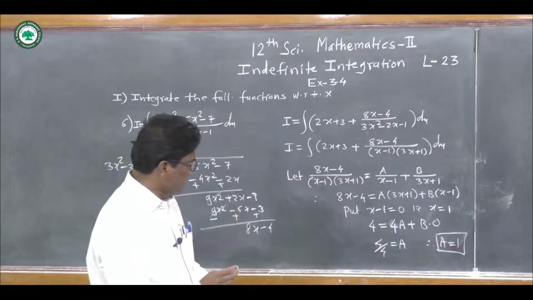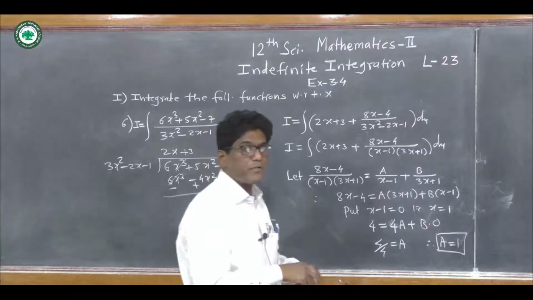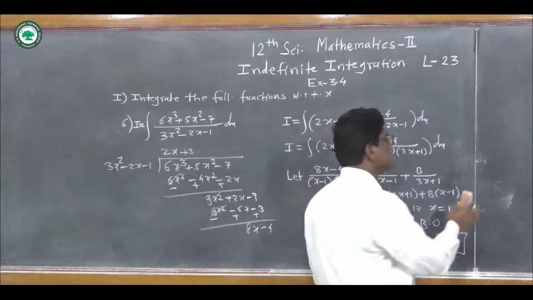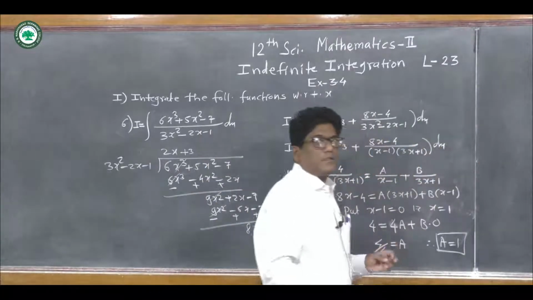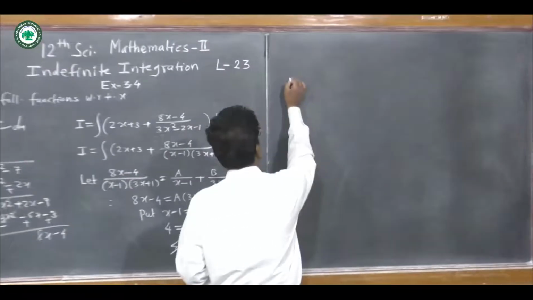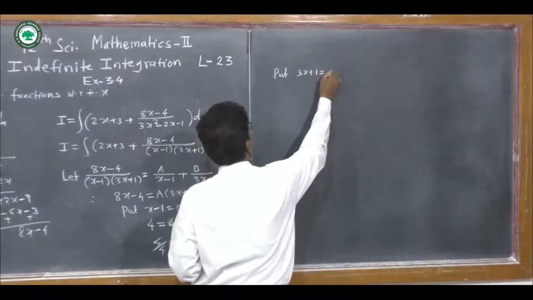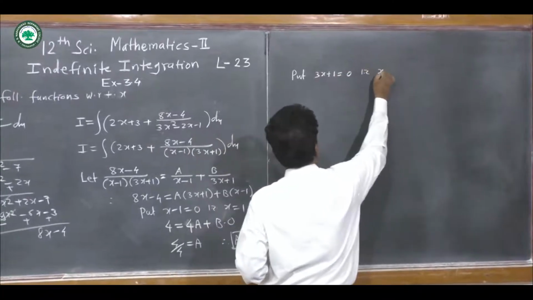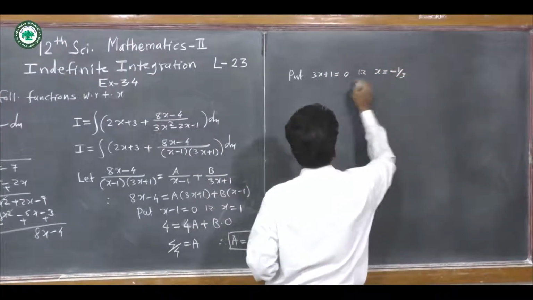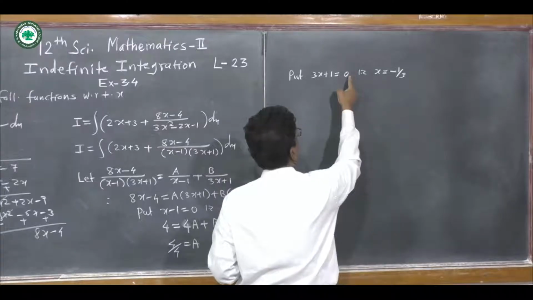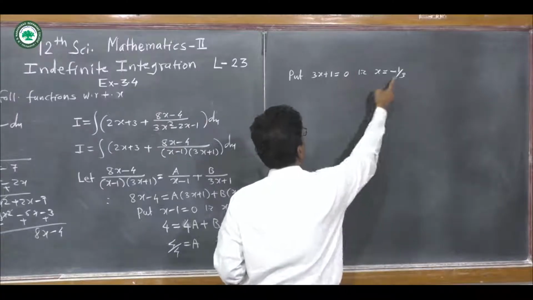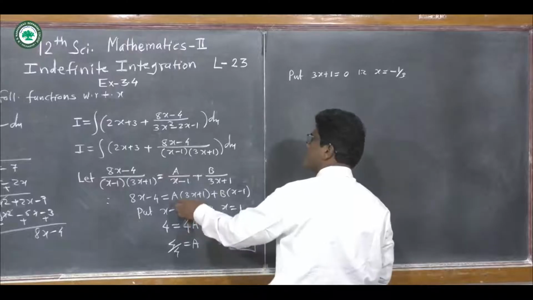Now we put the second factor 3x plus 1 equal to 0. That is x is equal to minus 1 upon 3. We carry 1 across, 3x is equal to minus 1, then carry 3. So x is equal to minus 1 upon 3 in this equation.